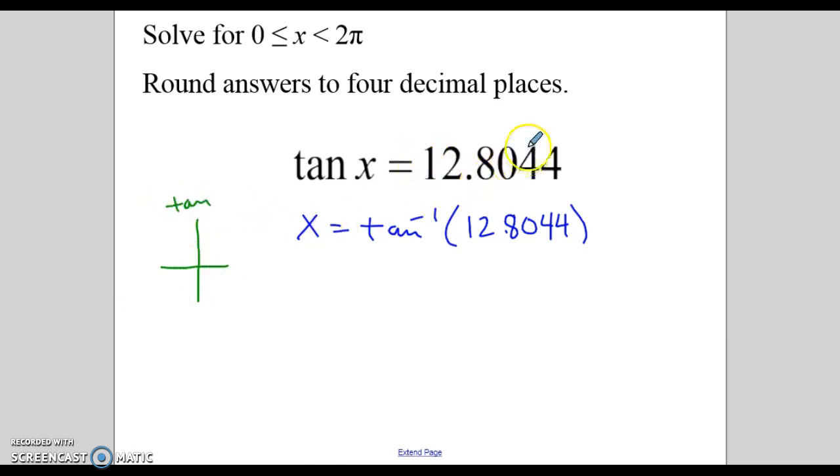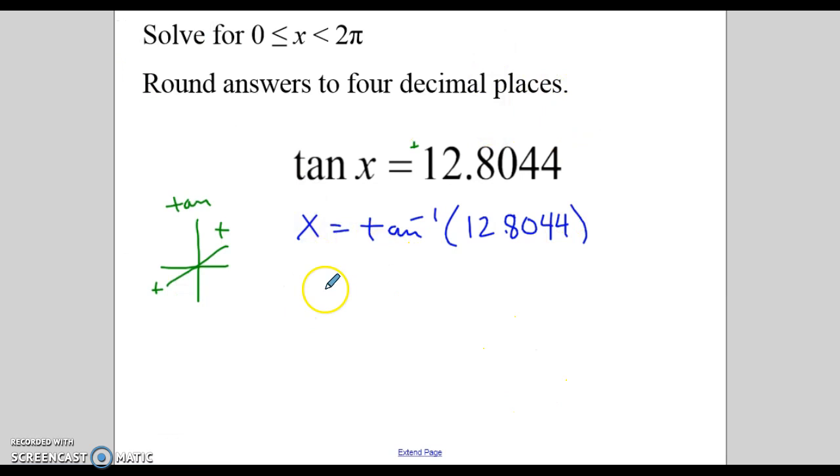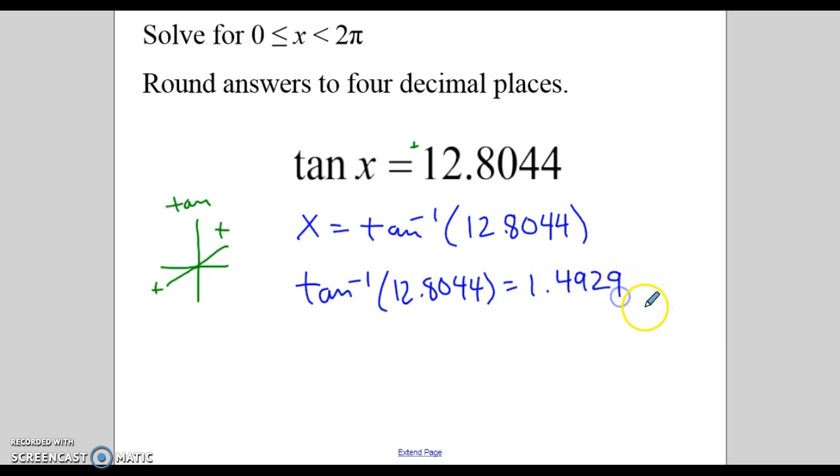So I think about tangent, and this number is a positive number, so I think about the quadrants in which tangent will be positive. All students take classes, so I am looking for a quadrant 1 and a quadrant 3 answer. Now, when I type this into my calculator it does give me the quadrant 1 answer. So, when I do inverse tan of 12.8044, I get 1.4929, and that is my quadrant 1 answer. But I also want a quadrant 3 answer.